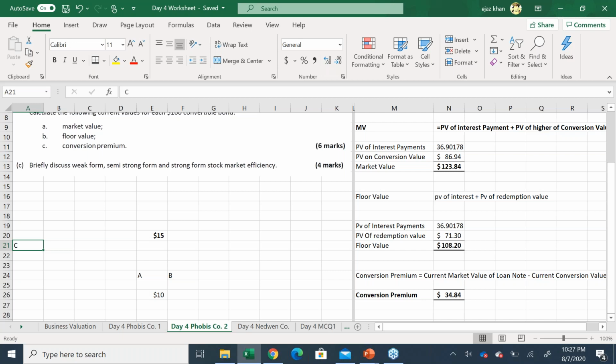Historic information means information related to an incident that has already happened. It's called historic information. So in the weak form, only this type of information will be reflected in the share price. And the share price will not respond to any publicly made information until that event happens. Should I move forward? Okay.